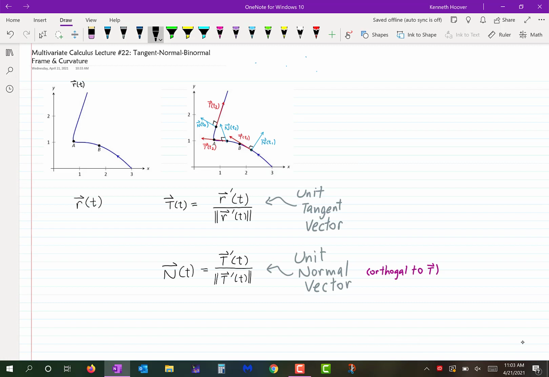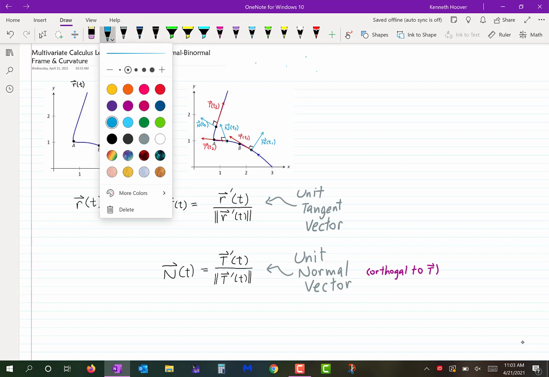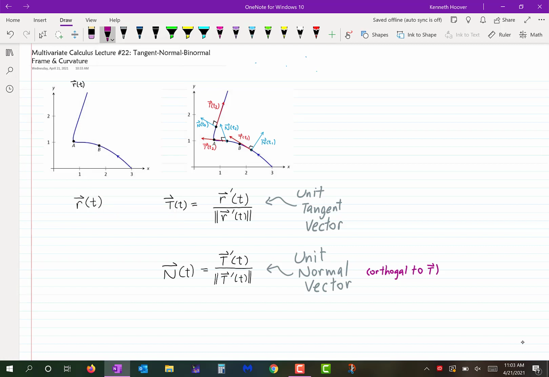Okay, now this third vector, in addition to the unit tangent vector and the unit normal vector, some books throw in a third vector, which is called the binormal, and it is orthogonal to both the tangent and the normal vector. So let me see if I can draw in here what that would look like. Let's make this picture a bit bigger here. Okay, there we go.